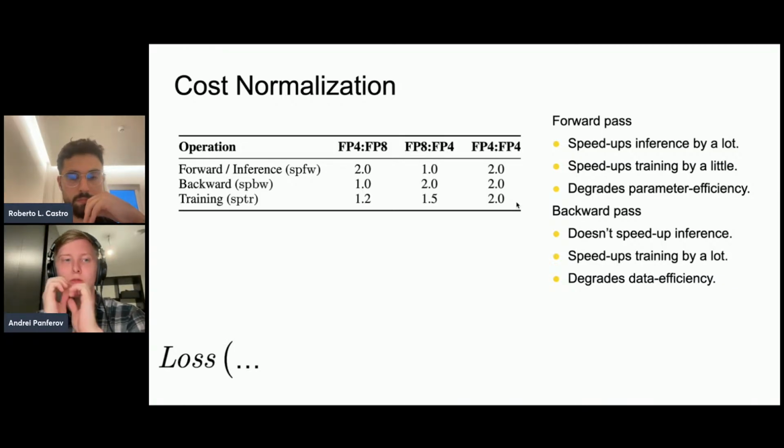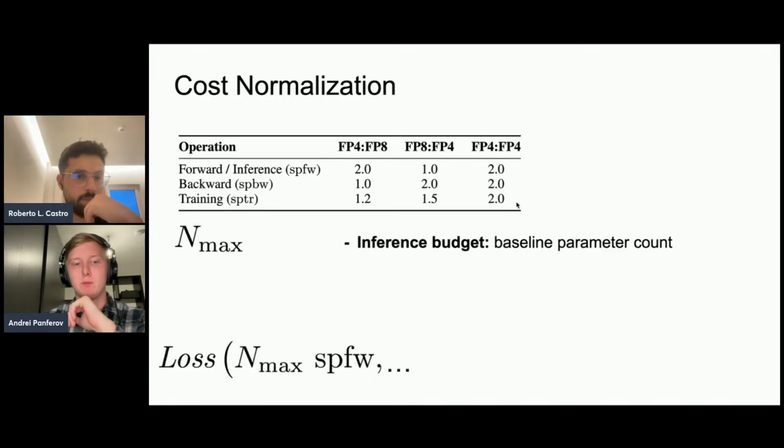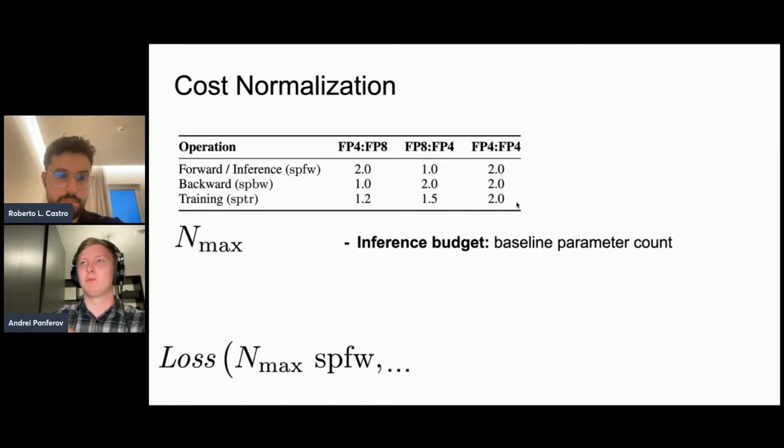Let's try to formulate this idea about cost. Let us pick some baseline precision. Under a fixed precision, a way to characterize the inference cost would be the parameter count of the model, because naturally both the compute for a forward pass, meaning for inference, and the memory movement for the forward pass are proportional to the parameter count.